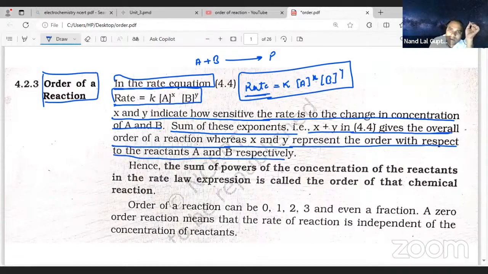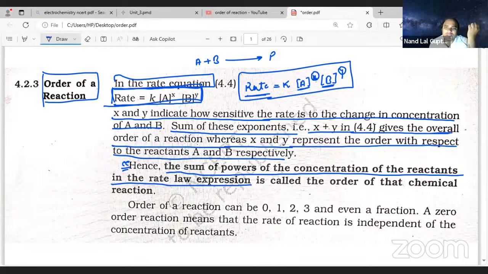So x is the order of the reaction with respect to A, and y is the order of reaction with respect to reactant B. Now, what is the meaning of order of reaction? The sum of the powers of the concentration of reactants in the rate law expression is called the order of that chemical reaction.